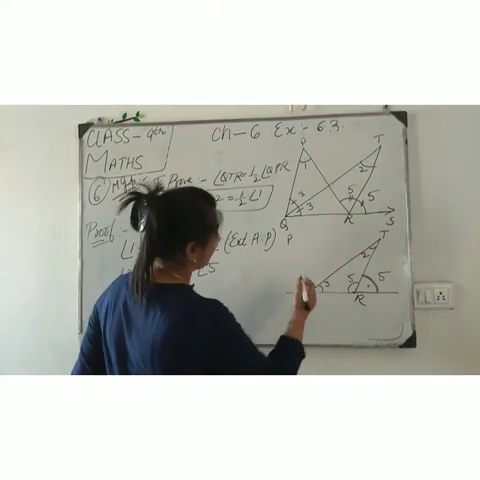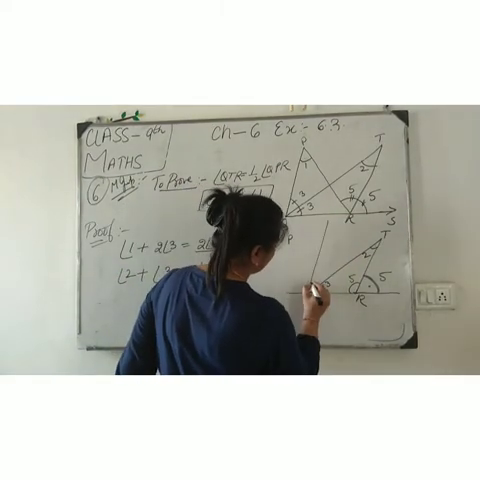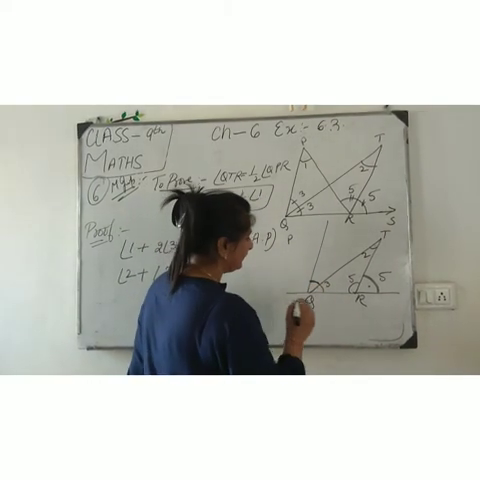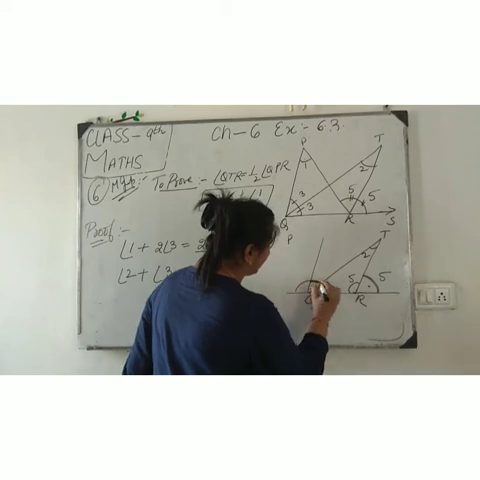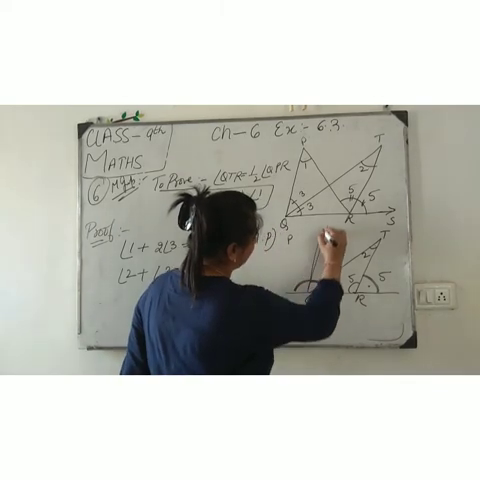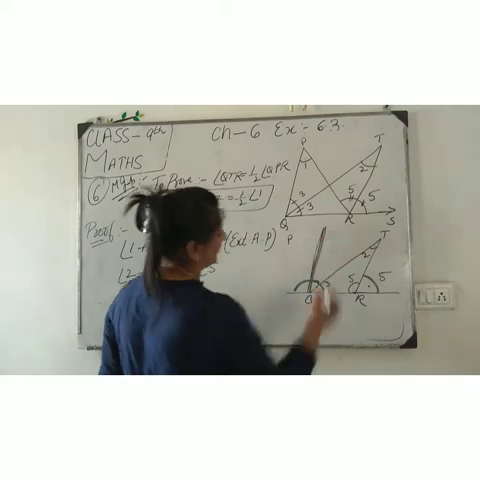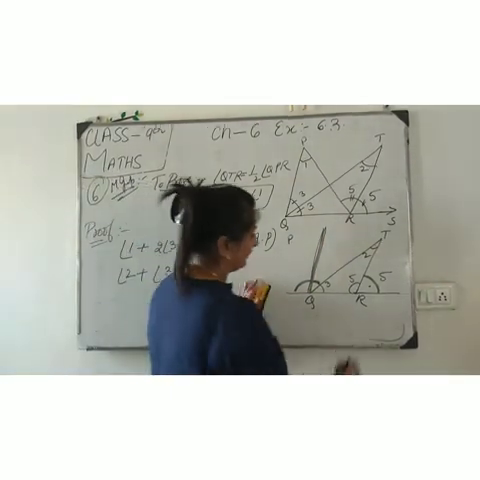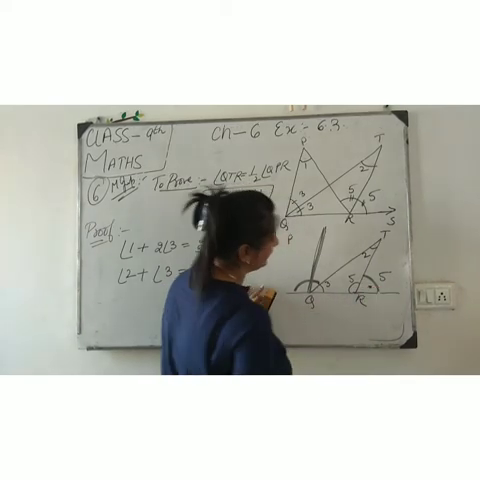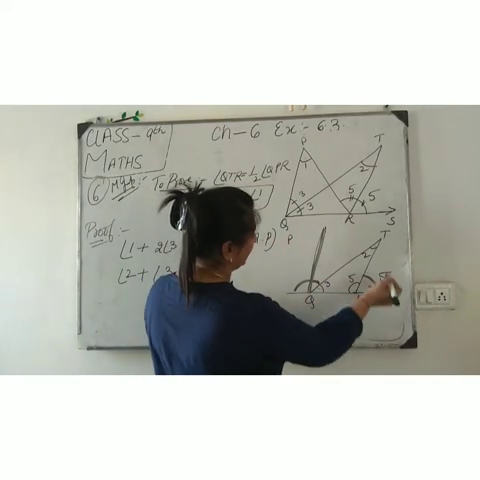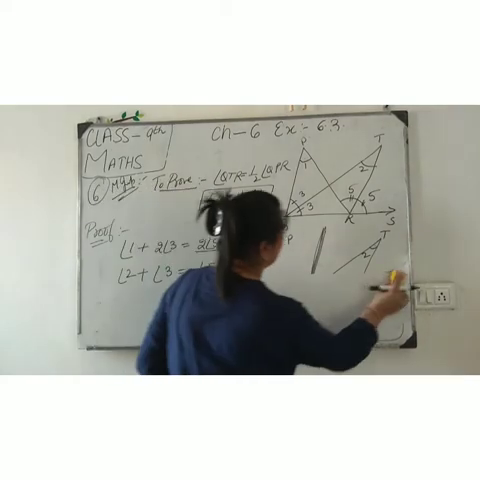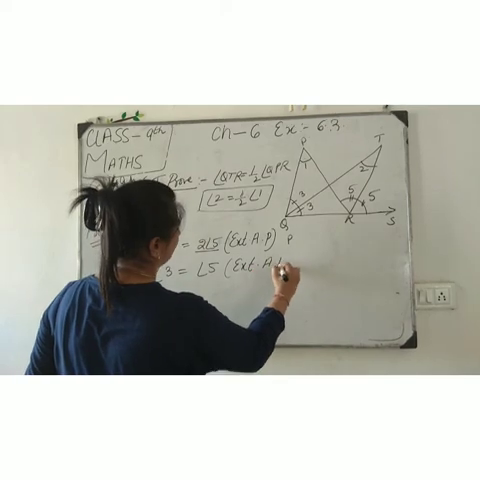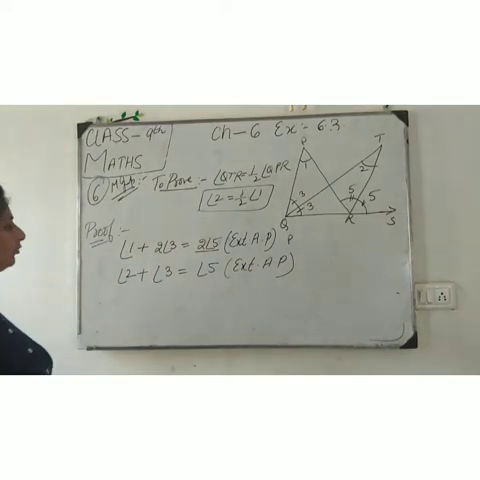Some students ask, ma'am, why not make the exterior angle here? Because I am not able to make an exterior angle here. Exterior angle means a complete angle. But here it is not a complete angle. Here one more line is there. That's why I am not able to make the exterior angle on the left hand side. So I make the exterior angle on the right hand side. Angle 3 plus angle 2 equal to angle 5. Reason: exterior angle property. Now is it clear to all?